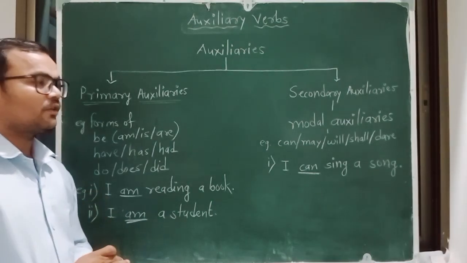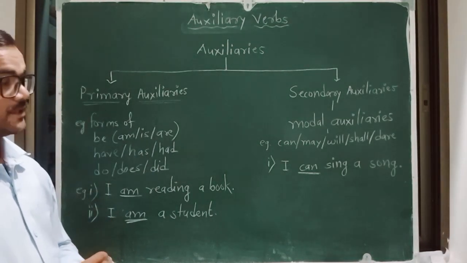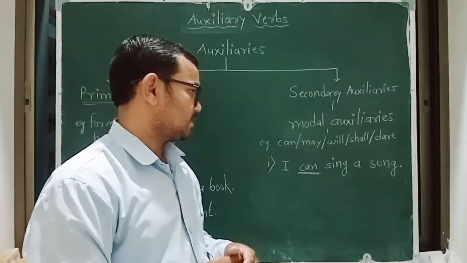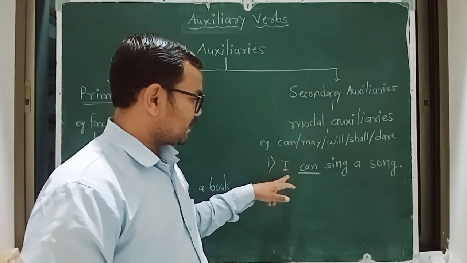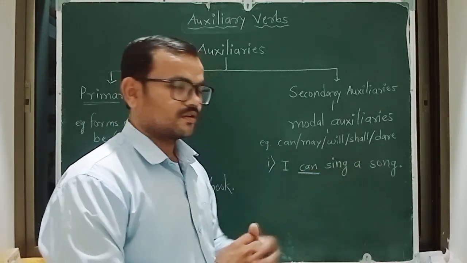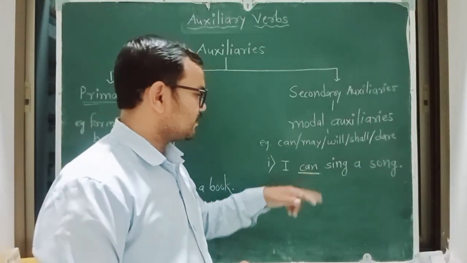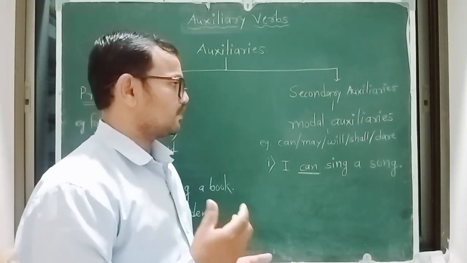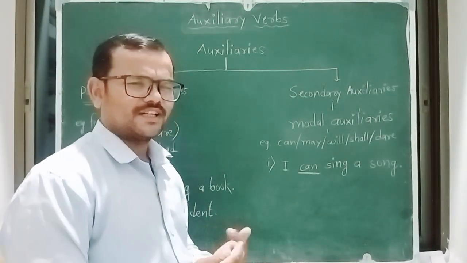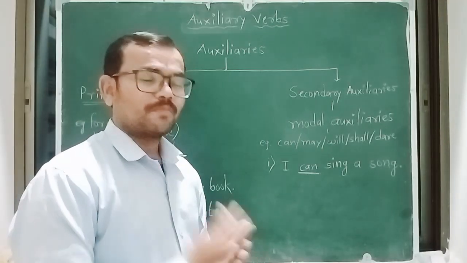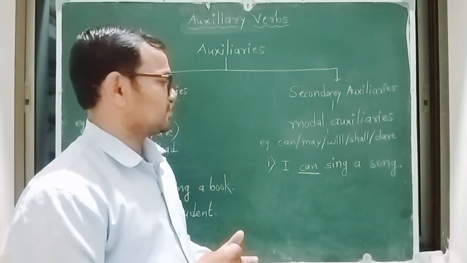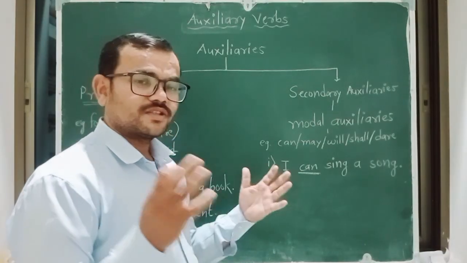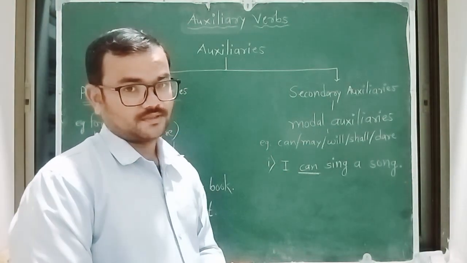So now let's talk about secondary auxiliaries. Secondary auxiliaries are called modal auxiliaries. So if you see this example, I can sing a song. Over here, can indicates the ability, right? So such a kind of auxiliaries which indicates ability, possibility, necessity, permission, wish, these auxiliaries are called modal auxiliaries. But what is the feature? What are the features of modal auxiliaries?